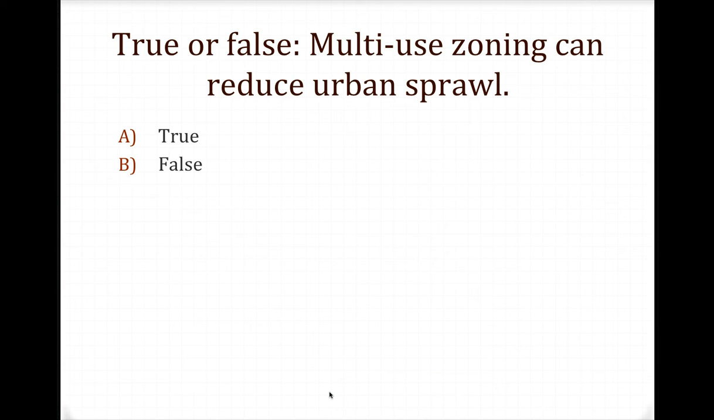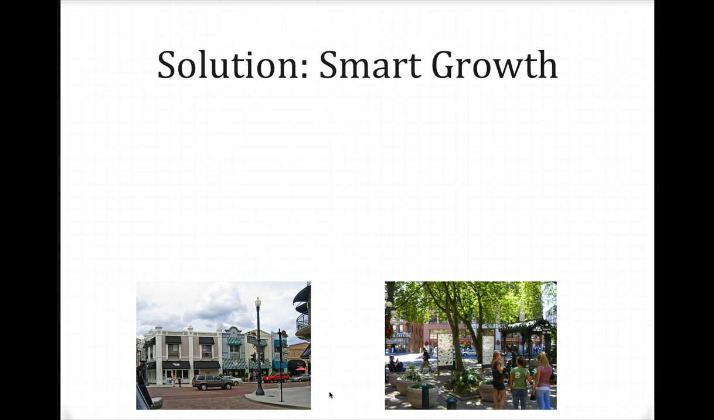So, true or false, multi-use zoning can reduce urban sprawl. Think about it for a minute. Come up with your answer, and pause it if you don't know yet, because the correct answer is true. Multi-use zoning can reduce urban sprawl. So instead of having people spread out to the suburbs and use their cars, multi-use zoning allows us to build residential complexes right next to office buildings in the city center, keeping the people living and working and shopping all in one location, thereby reducing urban sprawl. Multi-use zoning, good thing for the environment.